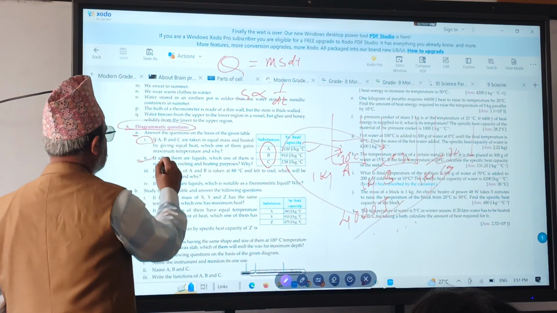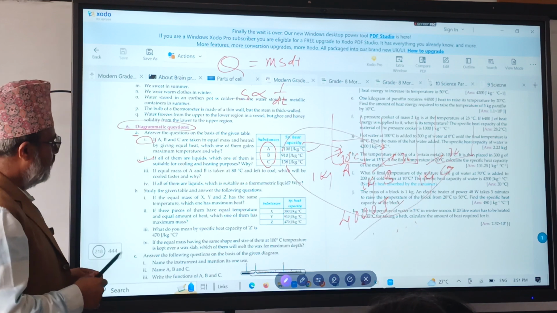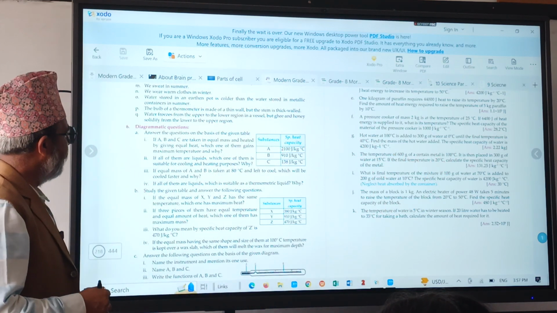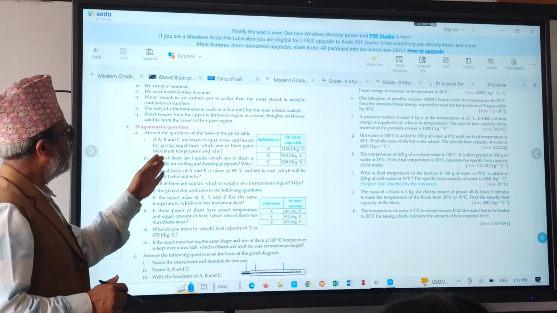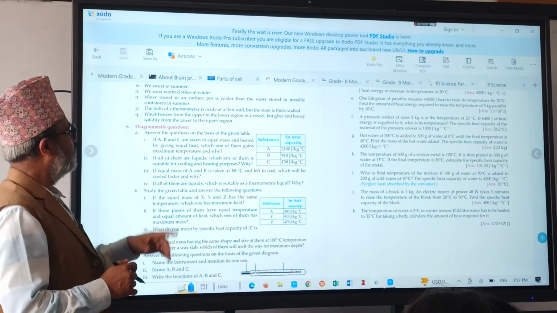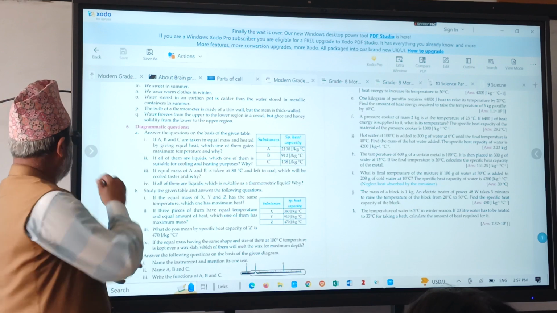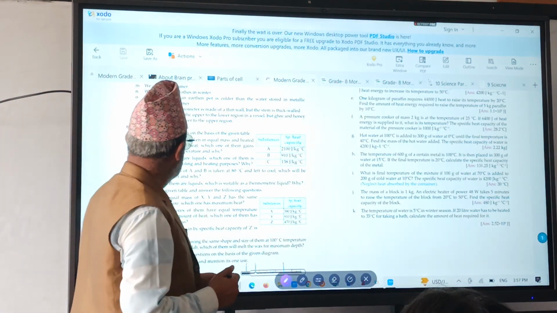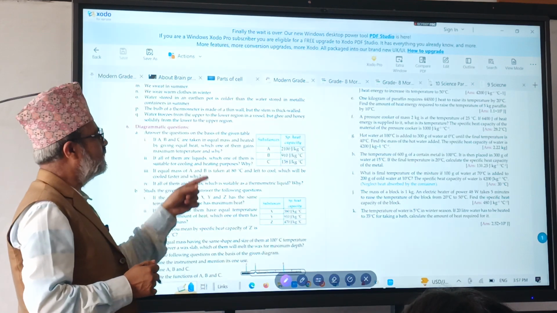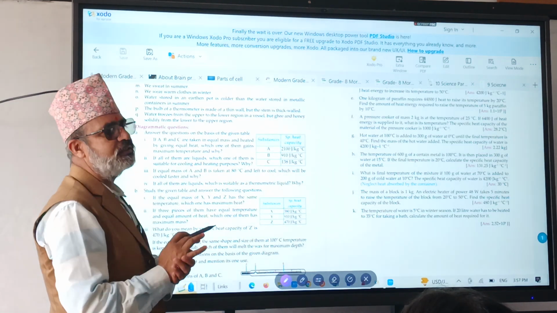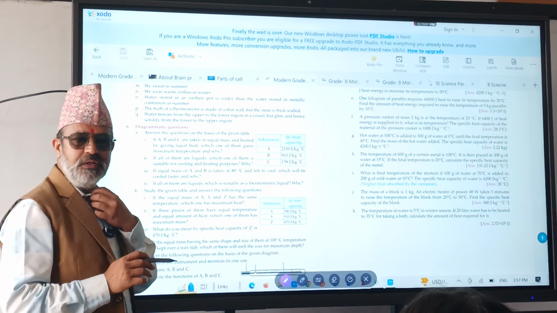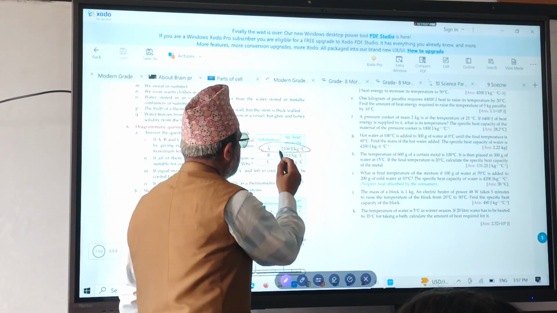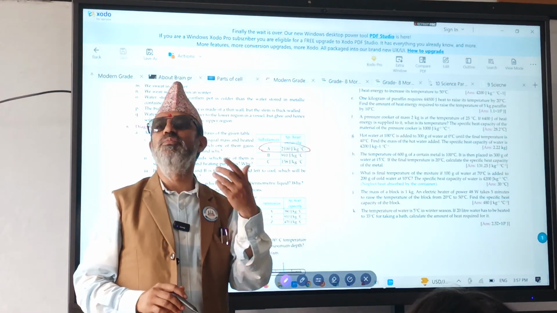So second question, what is here? If all of them are liquid, which one of them is suitable for cooling and heating purposes? Here is no water, eh? So if all are liquid, then which is suitable for using cooling purpose and heating purpose? A, B, or C? Heating also or cooling purpose? Yes, sir, A. Why A? Because the specific heat capacity is more.